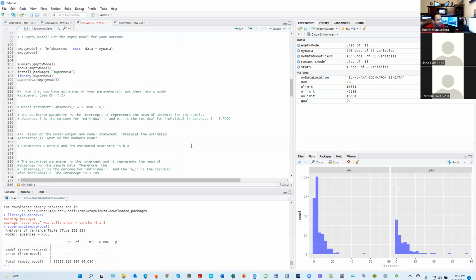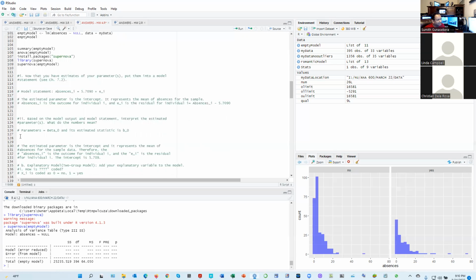Based on the model output and model statement, interpret the estimated parameter. See, the parameter is beta naught, and its estimated statistic is beta naught, which is how much? Sorry, 7.090. Parameter and statistics, look at this.